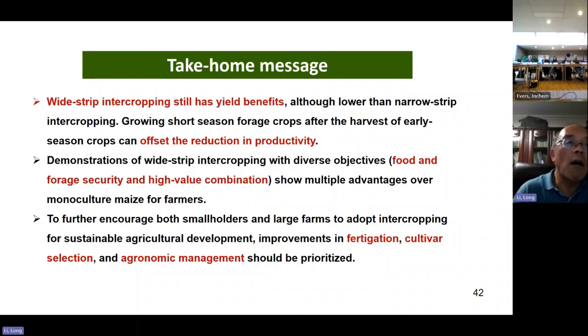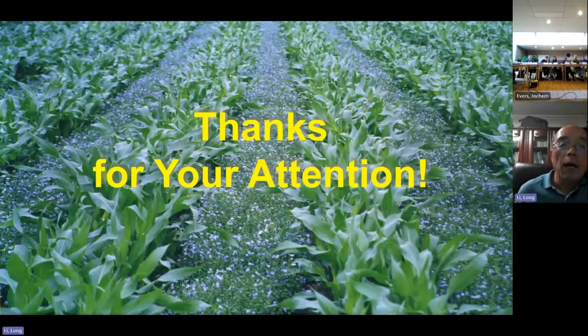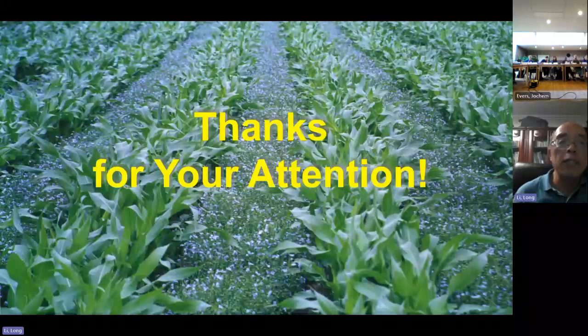To further encourage both small household farmers and large farms to adopt intercropping for sustainable agricultural development, improved fertigation, cultivar selection, and agronomic management should be oriented. That's all. Thanks for your attention.